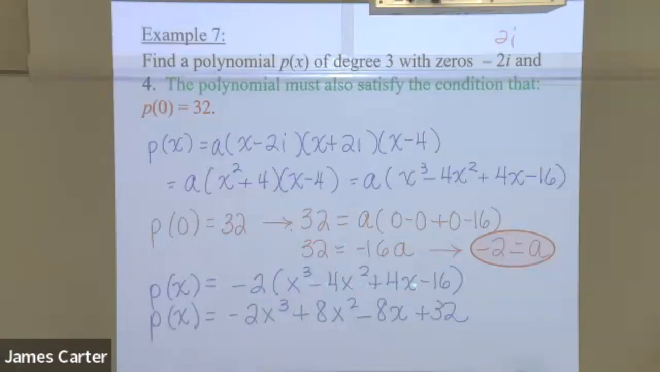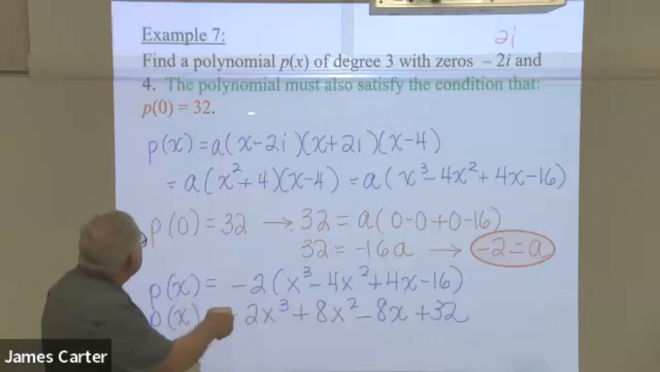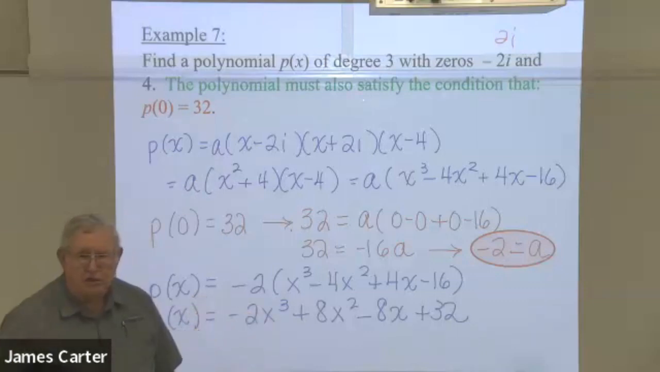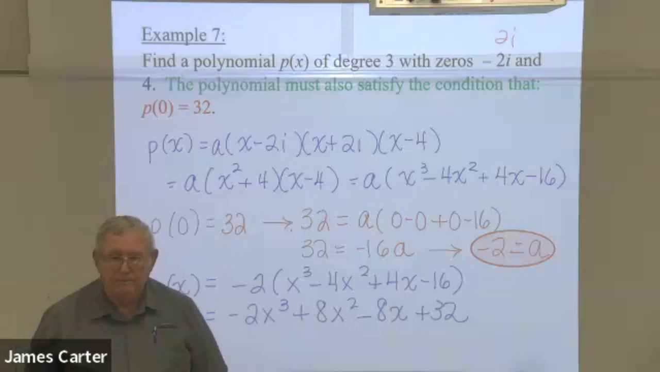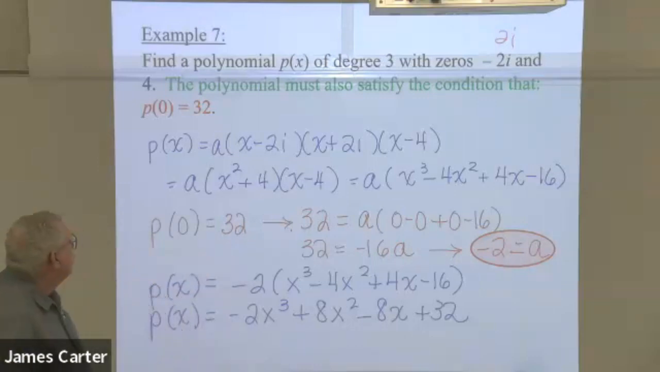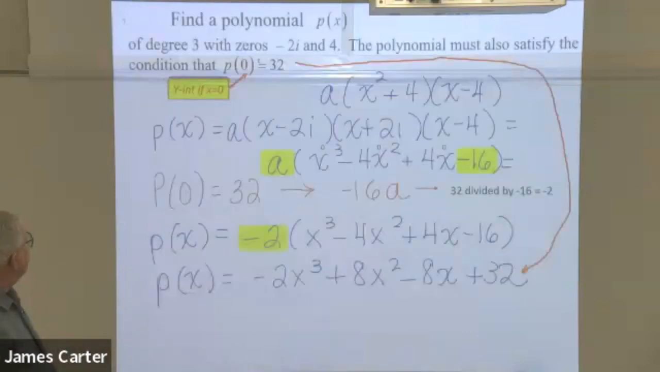Which of course changes the sign and the value of all of these. We now have a y-intercept of 32. Okay, so you don't have to worry about the A term unless they give you a special condition. All right, it'll be 1 unless they give you a special condition. Okay, here is a different one. Well, no, that is the same one, actually.